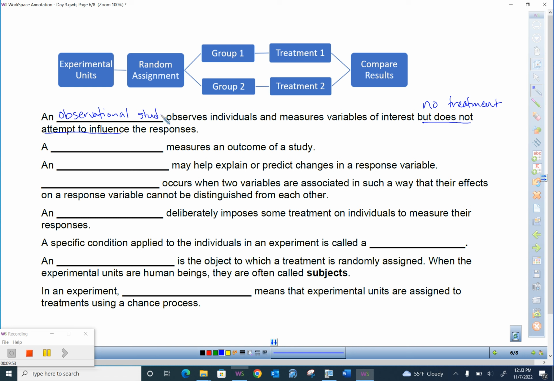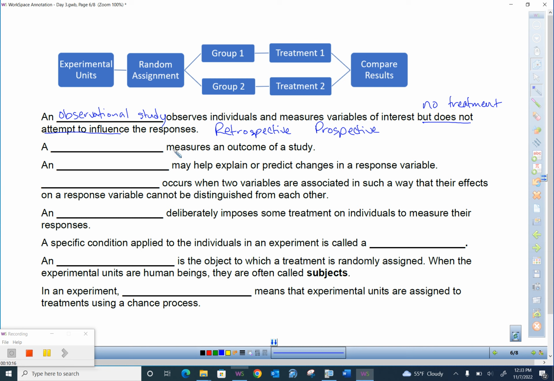Okay, and these can be useful. There are two major types. There are retrospective, meaning the data analysts are looking at data that's already been collected, it's been in the past, and then prospective is something they're going to watch into the future.